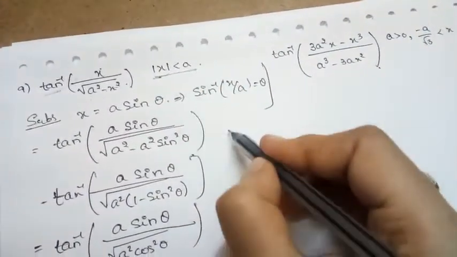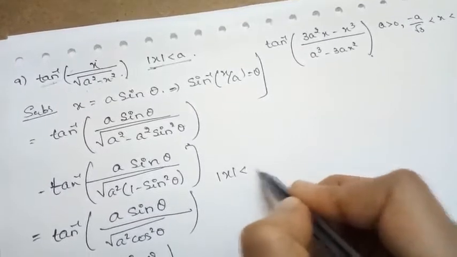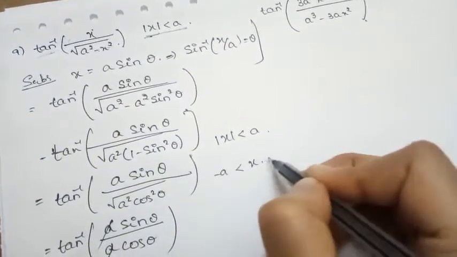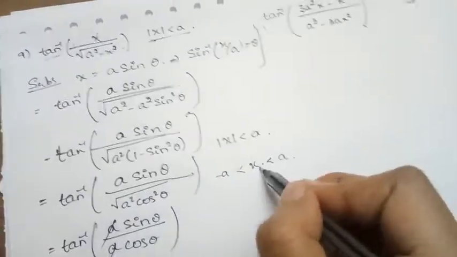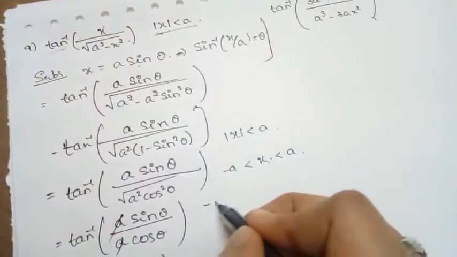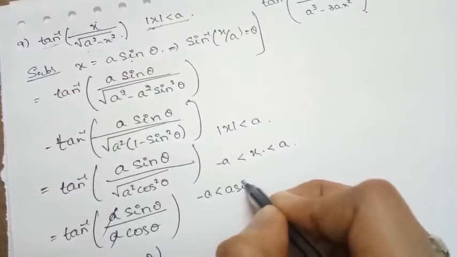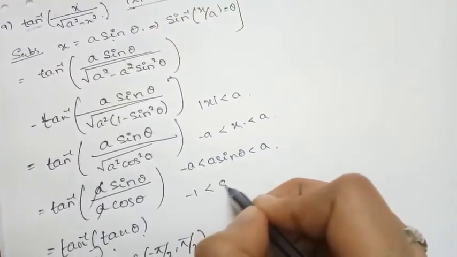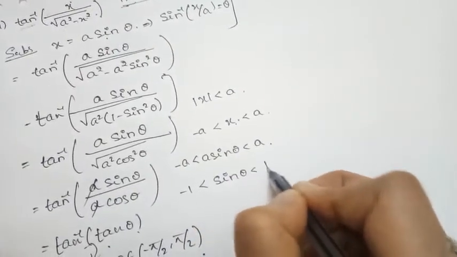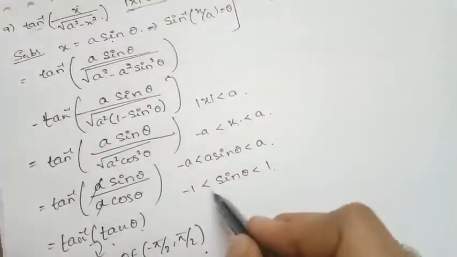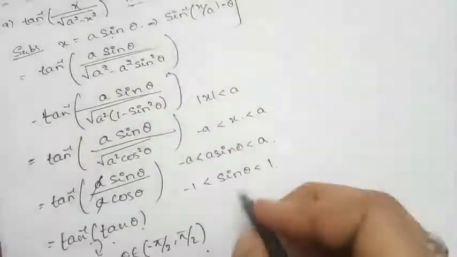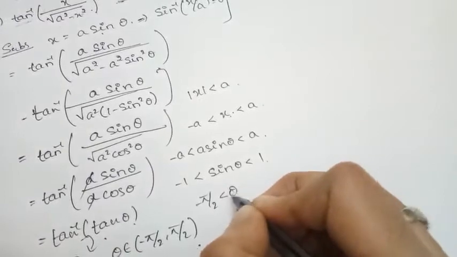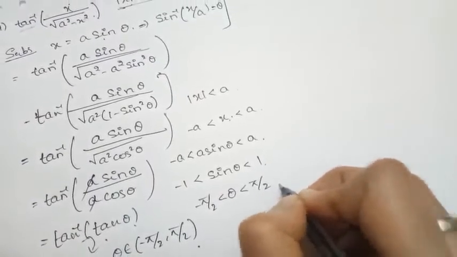What they have given is mod x is less than a. So what does that imply? x is greater than minus a and less than a. What is x here? Our x was a sin theta, less than a. So it is minus 1 less than sin theta, less than 1. So clearly theta is greater than minus pi by 2 and less than pi by 2.